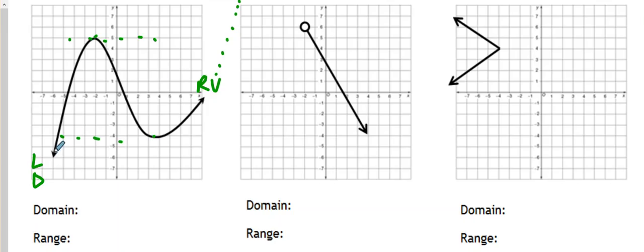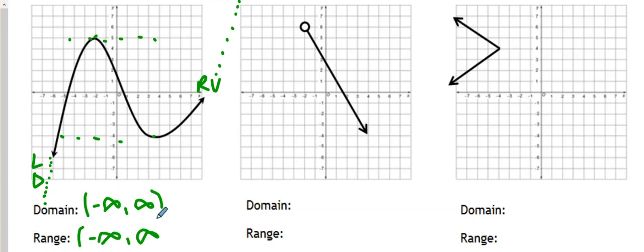So because I'm going all the way to the left and all the way to the right, that means it's negative infinity to positive infinity. And because I'm going all the way up and all the way down, again, that's negative infinity to positive infinity. All right, let's look at this one.